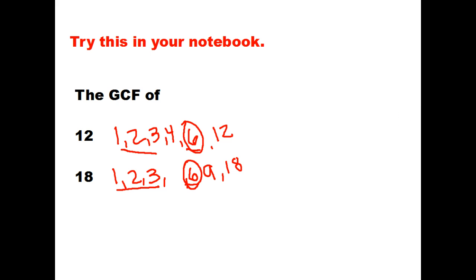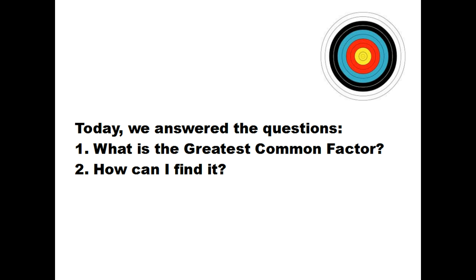So what have we done today? We have answered the question, what is the greatest common factor? It's the largest factor that two numbers share. How can I find it? By listing out the factors and figuring out which one is the biggest.